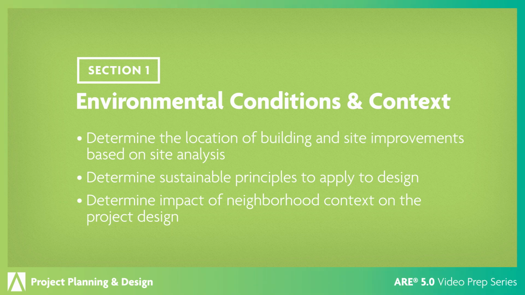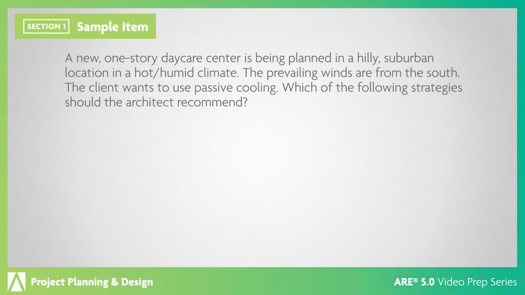Let's look at a sample question. A new 1-story daycare center is being planned in a hilly suburban location in a hot, humid climate. The prevailing winds are from the south. The client wants to use passive cooling. Which of the following strategies should the architect recommend? Check the 3 that apply.